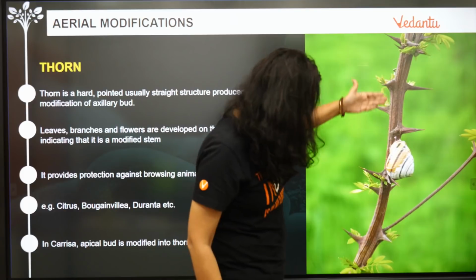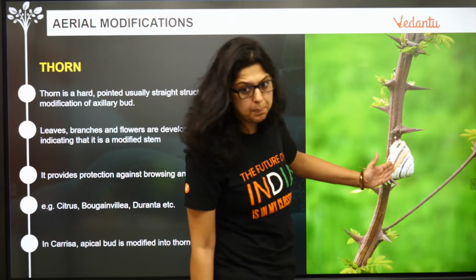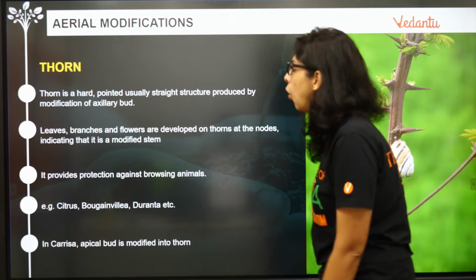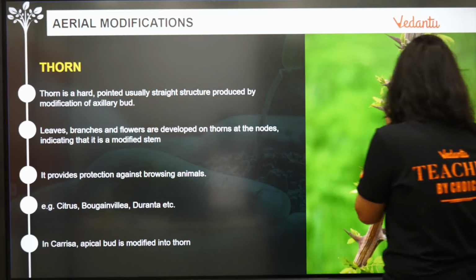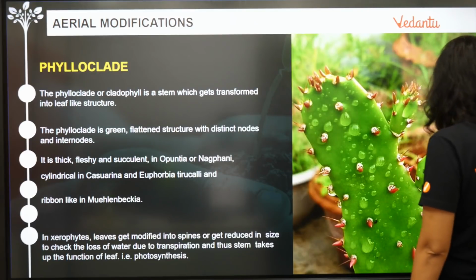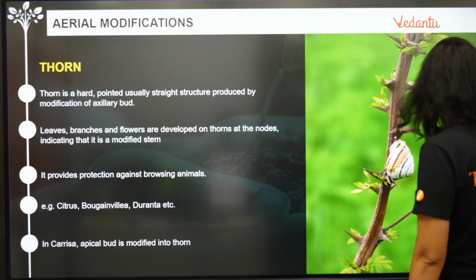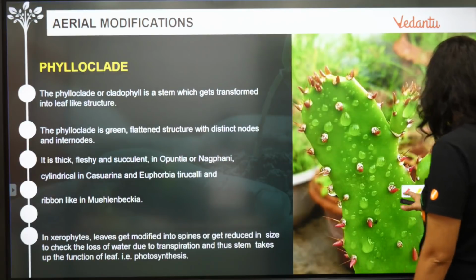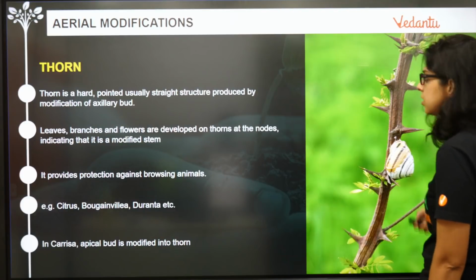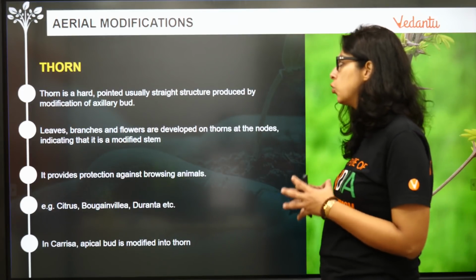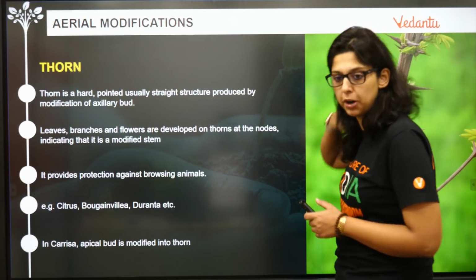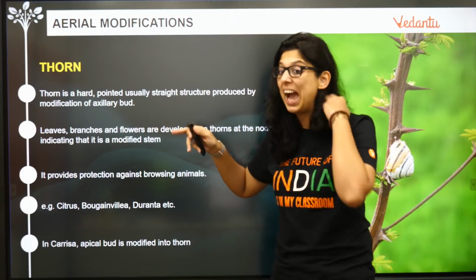Let's finally move to thorns. Can you see these thorns, everybody? A thorn is a very hard, pointed, usually straight structure. There's a little problem in the screen today. Let's try and overcome the problem. It's okay, happens sometimes. So what is a thorn? A thorn is a hard, pointed, usually straight structure produced by modification of the axillary bud.